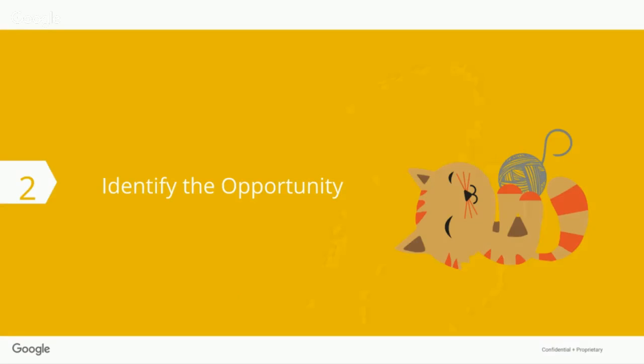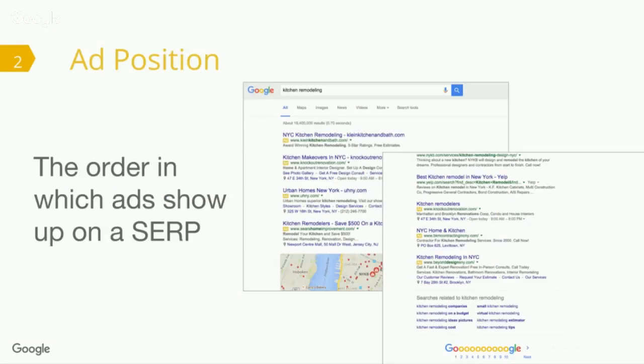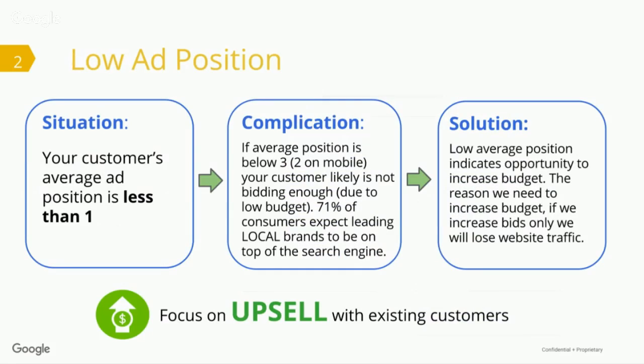All right, identifying the opportunity. Well, easy ways to do this within existing search campaigns would be maybe looking at the ad position. So the ad position, the order in which the ads are going to show up on the search engine results page. Now, this could be a huge opportunity to ask for additional budget, right? And let's kind of just run through a scenario.